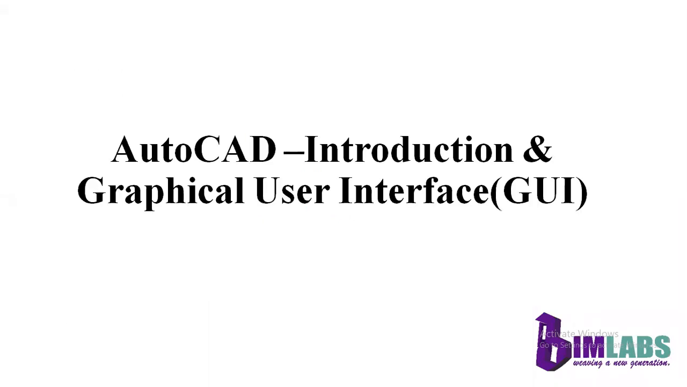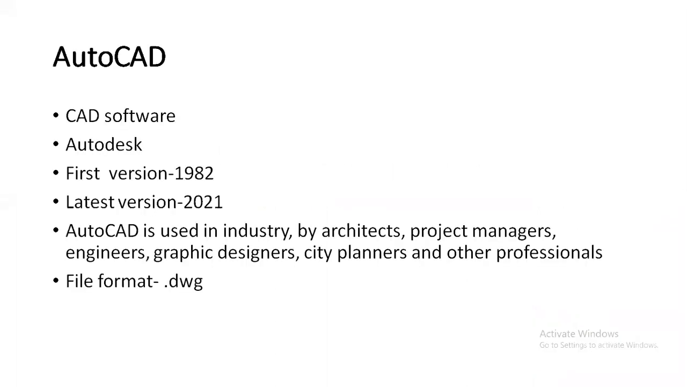Today's topic is AutoCAD Introduction and Graphical User Interface. About AutoCAD. AutoCAD is a CAD software, that is computer-aided design software, and it's a product of Autodesk. Its first version was released in 1982 and its latest version is 2021. AutoCAD is used in industry by architects, project managers, engineers, graphic designers, city planners, and other professionals. Its file format is .dwg.